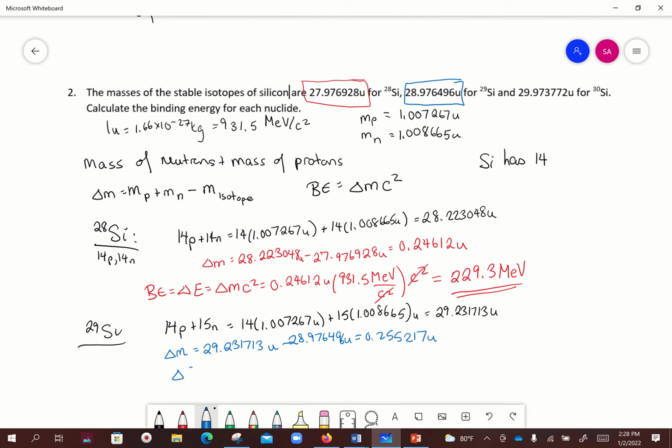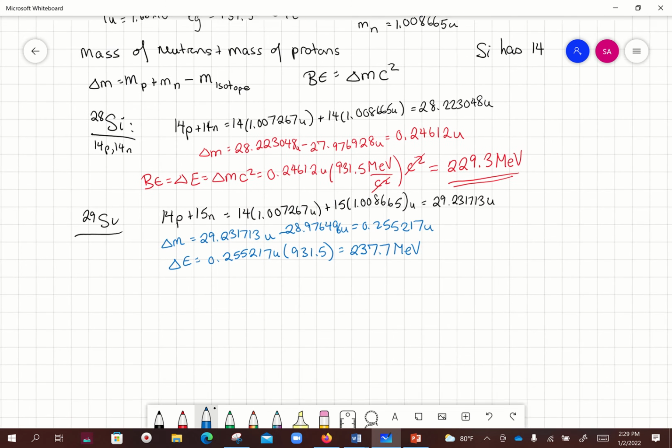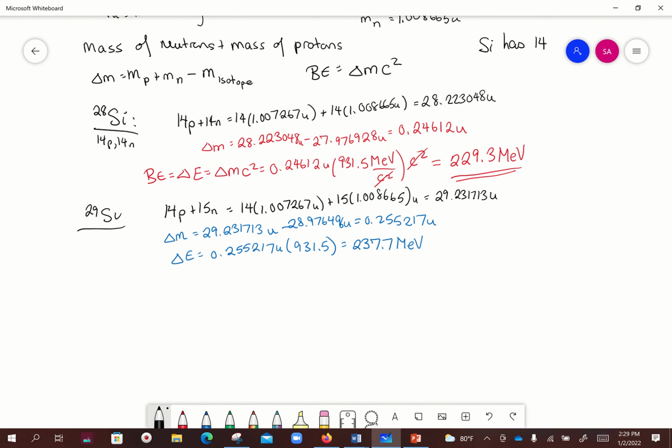So delta E is going to be 0.255217 U, and multiply by 931.5, and I get 237.7 mega electron volts.